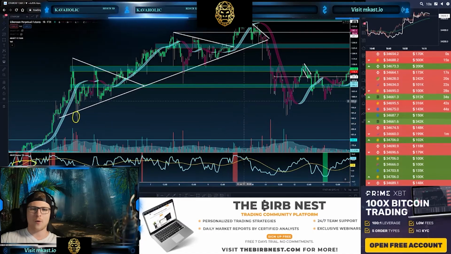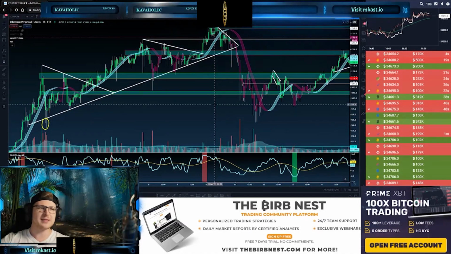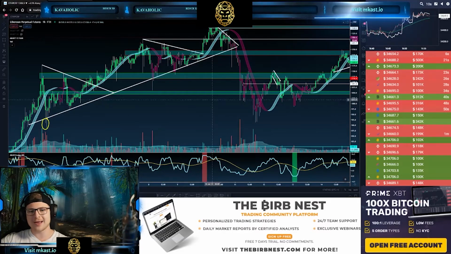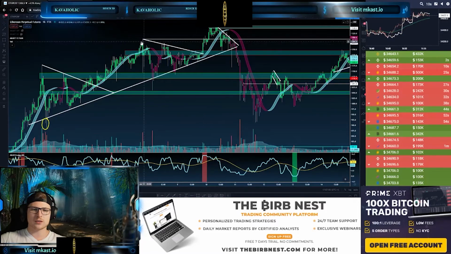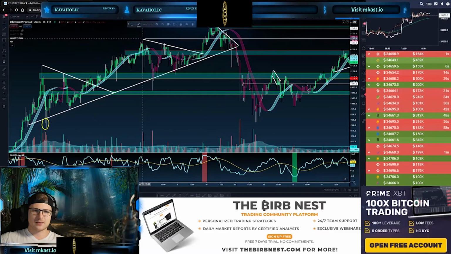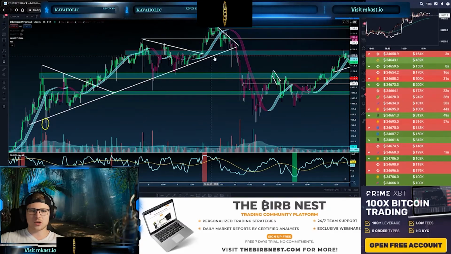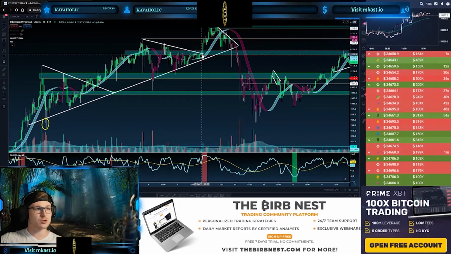All right, now about the probabilities of a breakout and a breakdown. As you can see, the lower the downtrend goes, the more probability you have that you're going to be breaking to the upside.